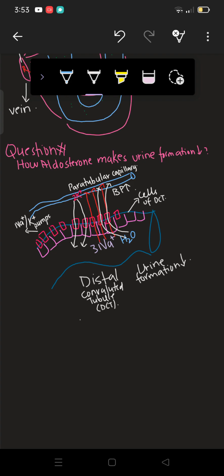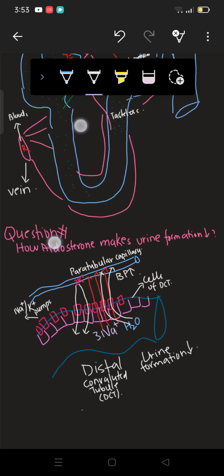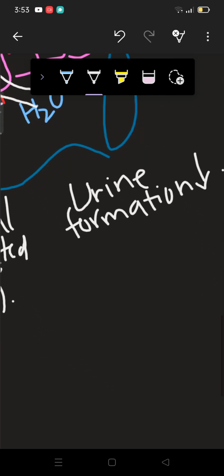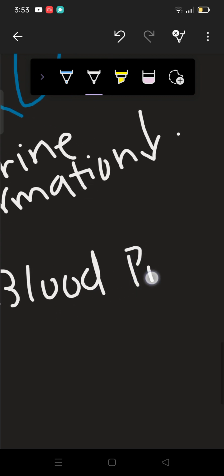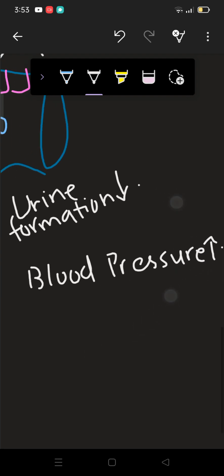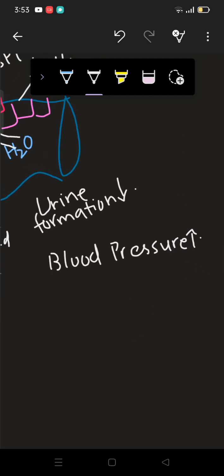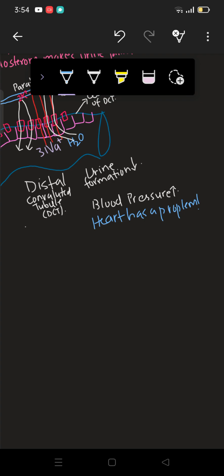So now if BP gets high, now we know that BP is high just because of renin and aldosterone. Alright, I should write this as well. Blood pressure is high now. Alright, if blood pressure is high, then the heart has a problem now. Heart has a problem. Now what will the heart do to decrease the BP again?